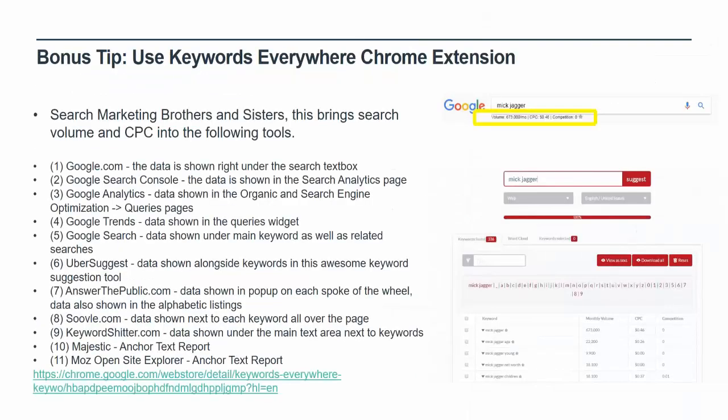A random bonus tip, so this is like pop-up video. I also like using the Chrome extension called Keywords Everywhere. And just like this little rectangle that I drew for you, if you were to search anything, I was putting together another slideshow where I was using way too many Mick Jagger jokes, and it brings in the search volume for it.